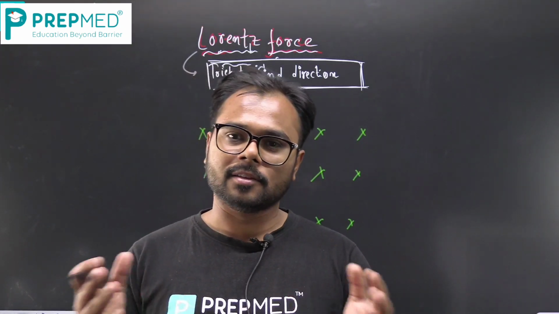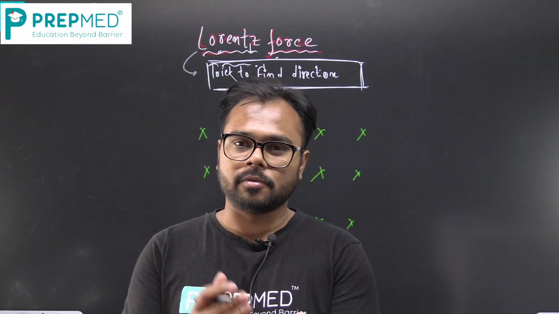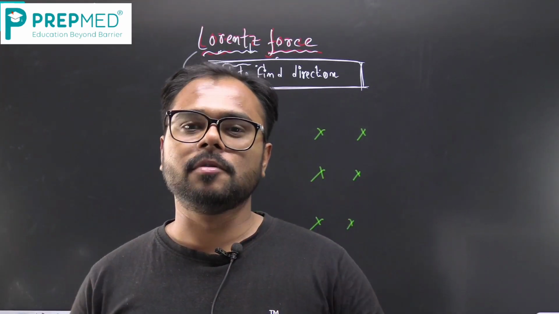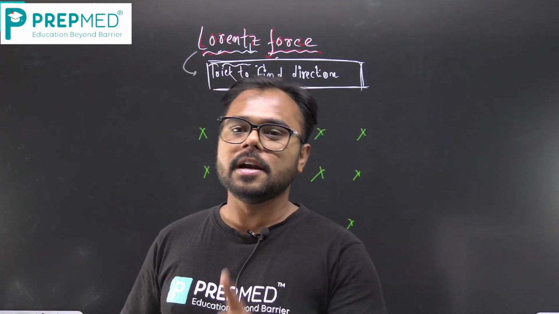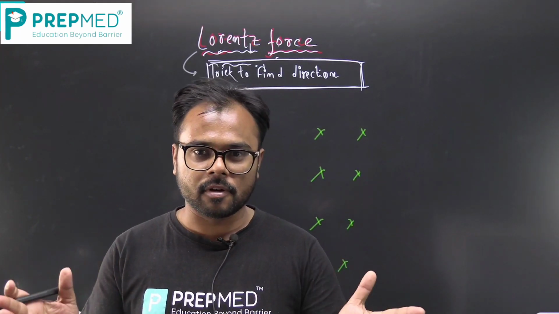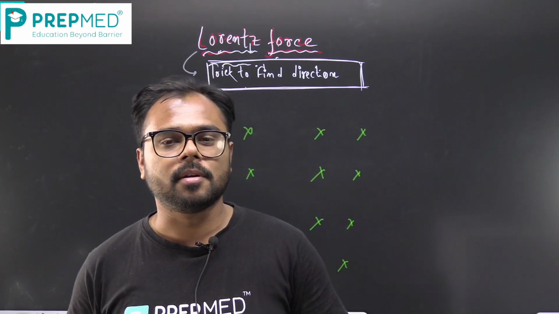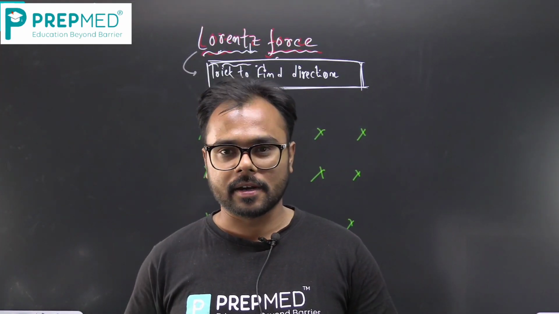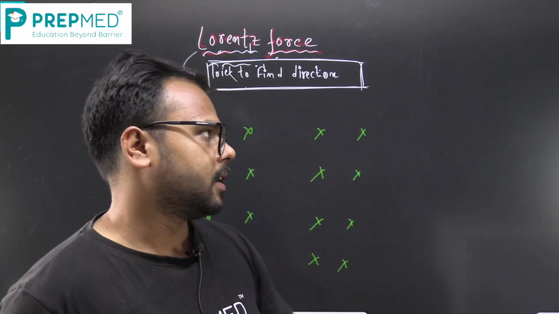Not only class 12 students, class 10 students too, wherever they start, they learn it from Fleming's left hand rule, right? But we are not going to use Fleming's left hand rule. We are going to use a different rule, and that rule is going to be very easy and helpful for everybody to find the direction of the magnetic force experienced by a charged particle whenever it is moving in a magnetic field.